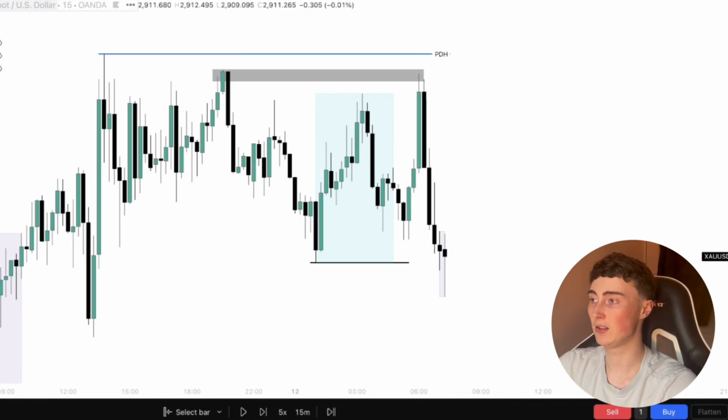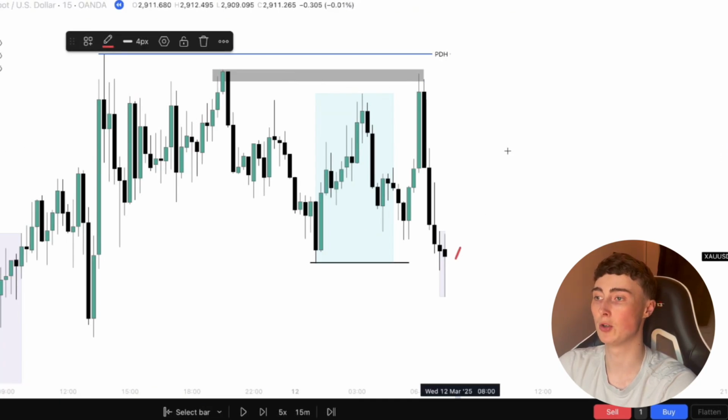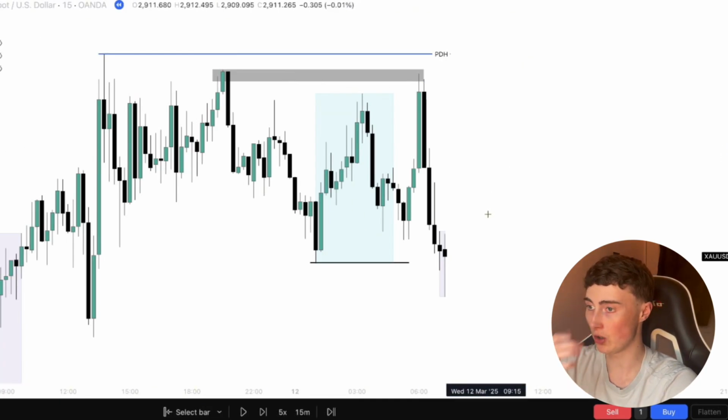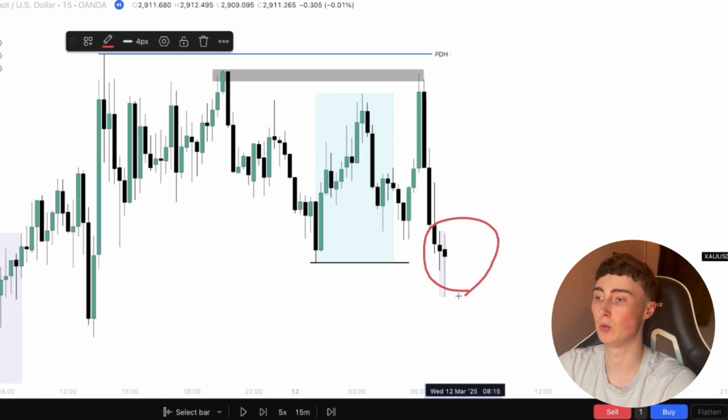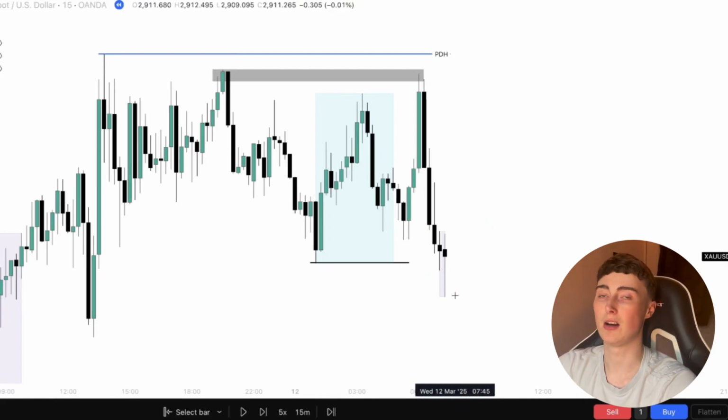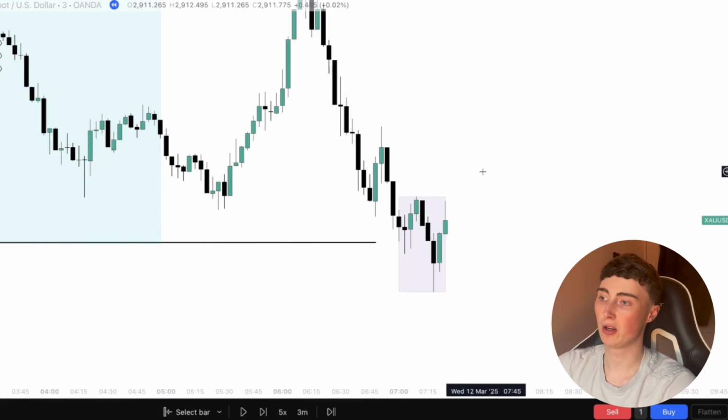So given that fact, where do we want to get the entry? Well, obviously we want to be able to catch the majority of the move. So we want to get the entry as low down as possible. So we're going to go on the lower time frames and look for that switch in order flow. Okay, so now we are on the 3-minute time frame.